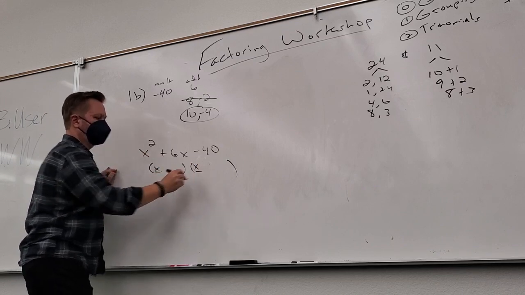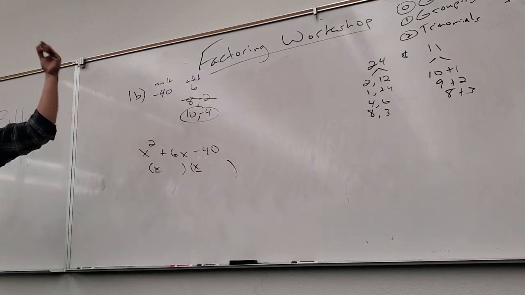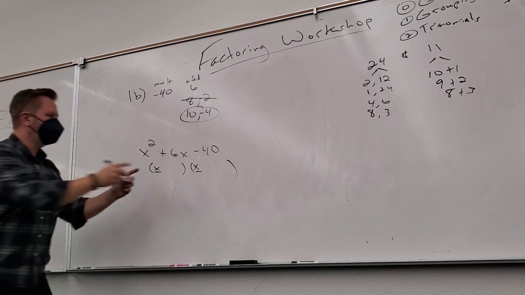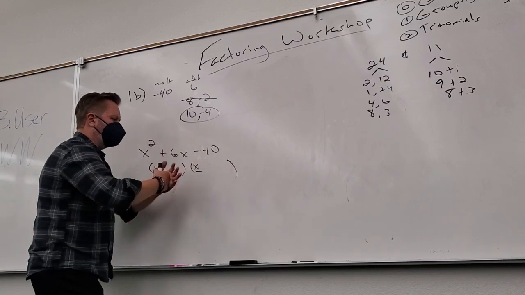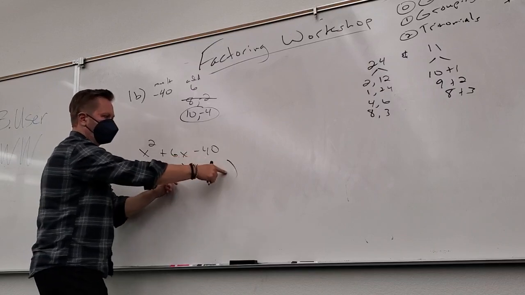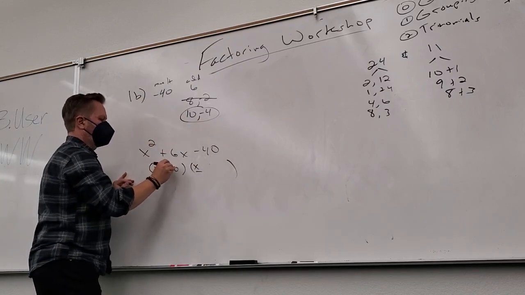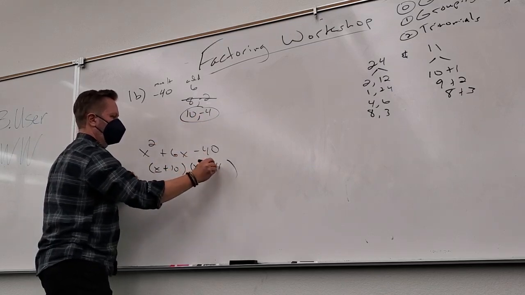X and x. Now that, I know that. I know it's x and x. The only thing I don't know is what the numbers are that make it work. And I know the numbers will add in the middle term and multiply at the end. So what two numbers? It would be positive 10 and negative 4.